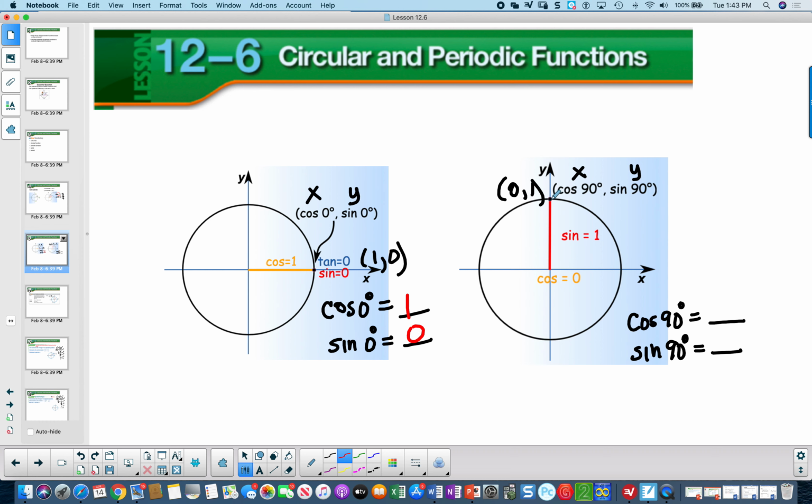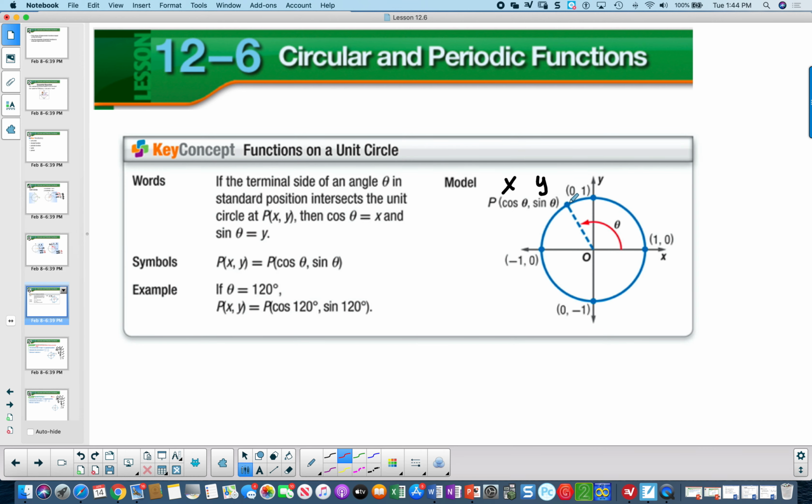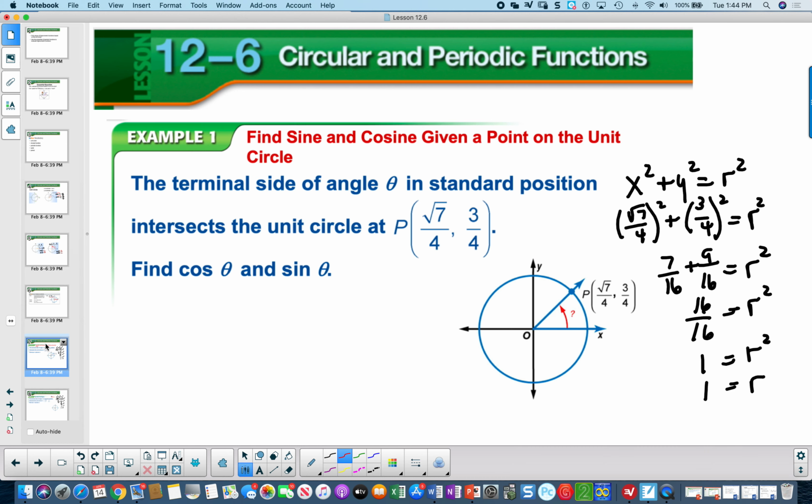If we look at this location, (0, 1), the angle that's being made is 90 degrees from the initial side. So we say the cosine of 90 is the x-coordinate, which is 0, and the sine of 90 degrees is the y-coordinate, which is 1. So here is our definition. Wherever a point is on the unit circle, the x-coordinate is viewed as the cosine of theta, the y-coordinate is viewed as the sine of theta, where theta is the angle being made by the initial and the terminal side of the angle. Let's take a look at a point on the unit circle.